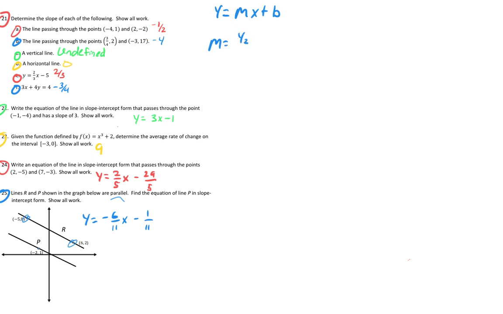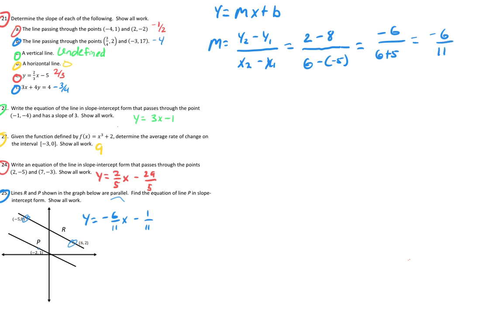So m is equal to y2 minus y1 over x2 minus x1, which will equal 2 minus 8 over 6 minus -5, equaling -6 over 6 plus 5, -6 over 11 is our slope.